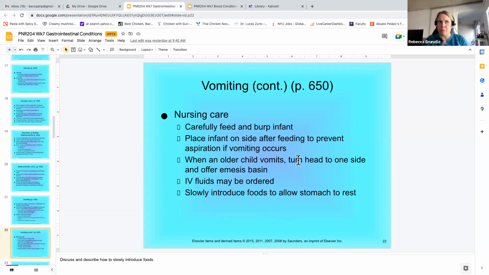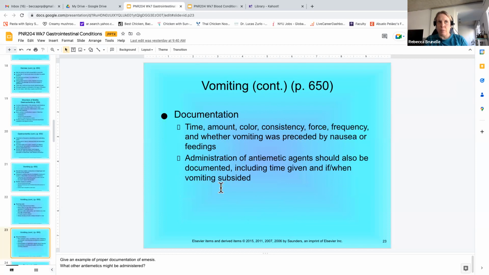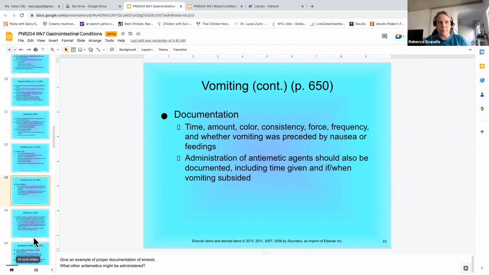So you guys got all of this. Burp them. If they're vomiting, you want to put them on their side so they're less likely to aspirate. They may need IV fluids. And then if you're reintroducing foods, you want to give their stomach some time. So start some IV fluid, make sure they stop vomiting before you really start giving them food. In nursing, documentation is so important for both vomiting and diarrhea: what time they vomited or had diarrhea, what it looked like, how much, and if you gave them any medications.